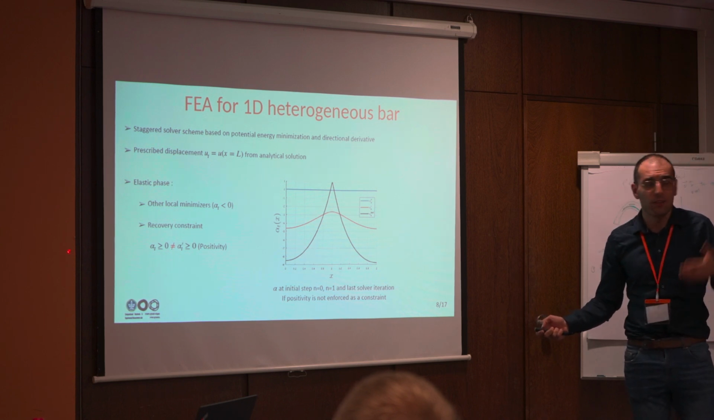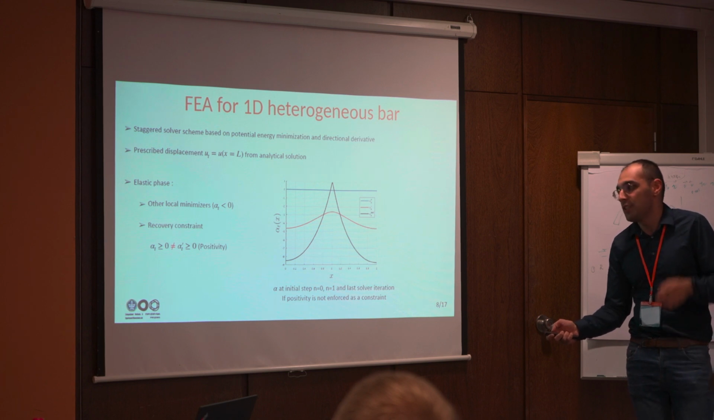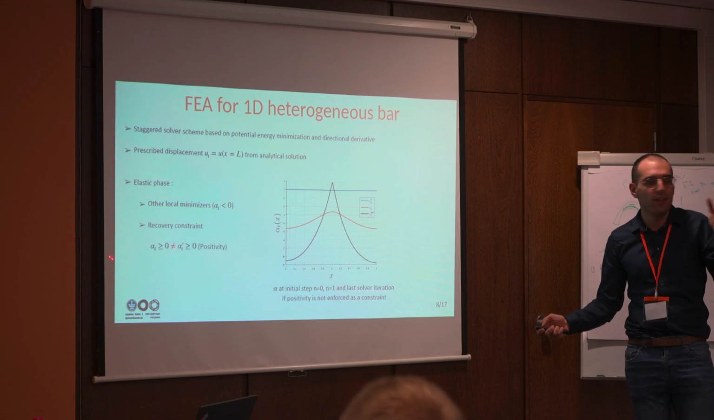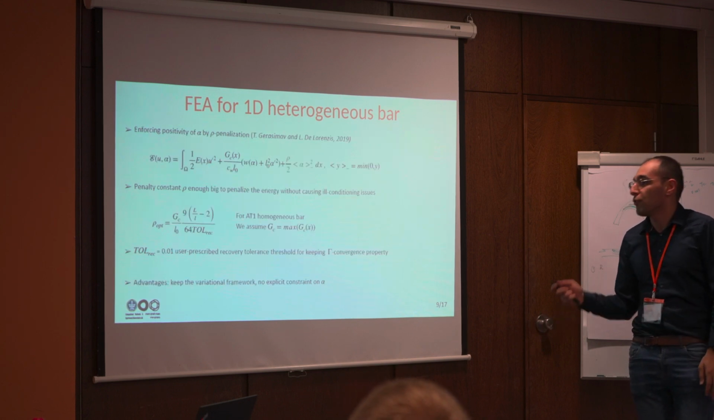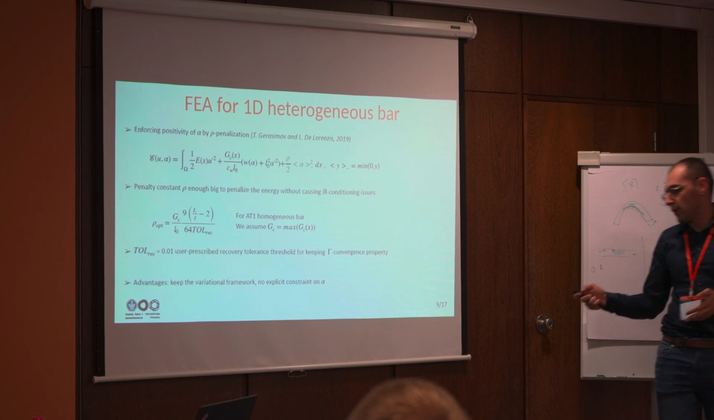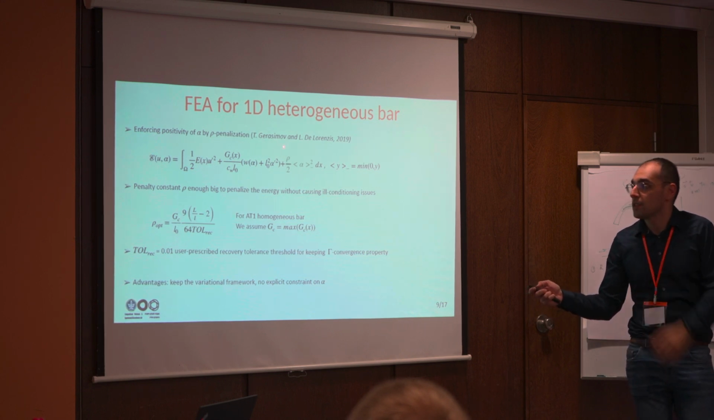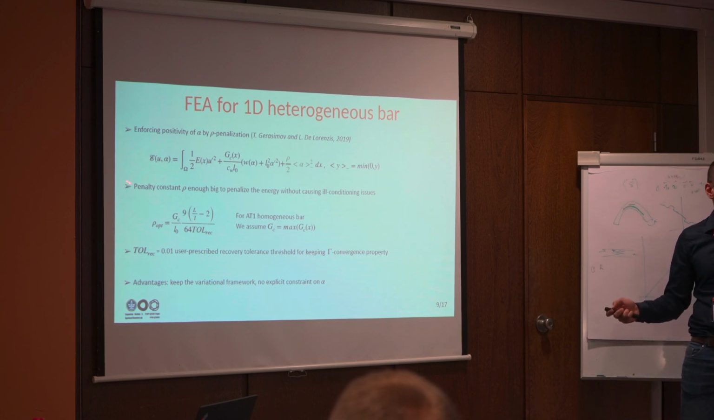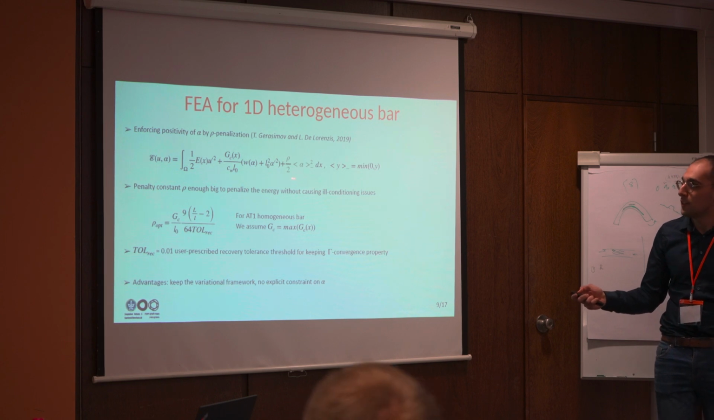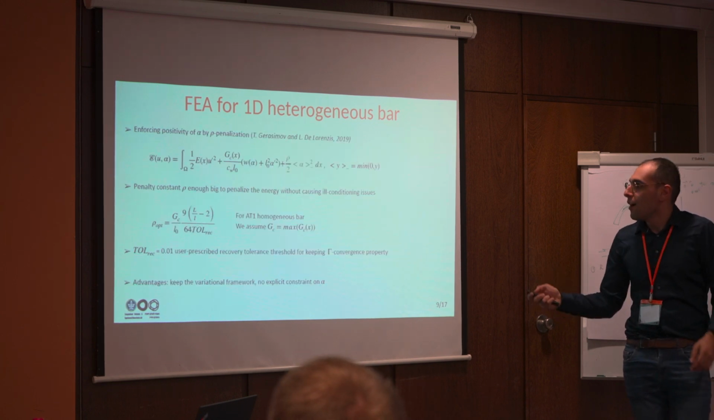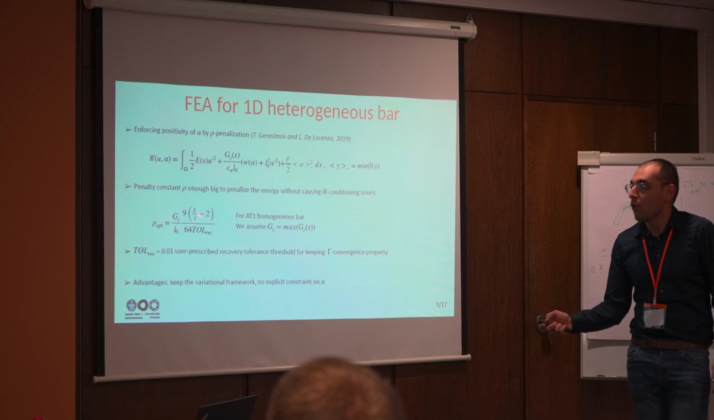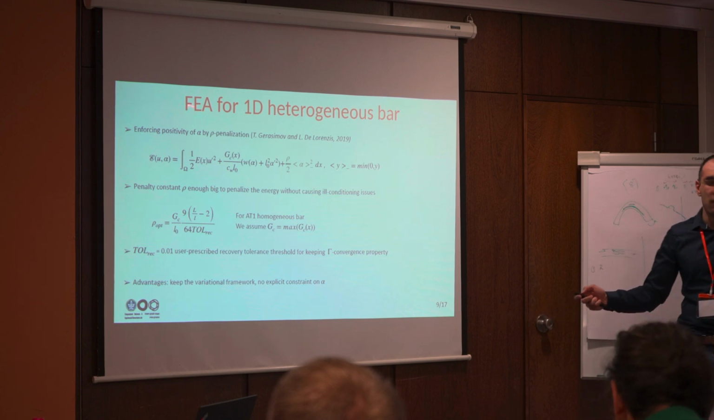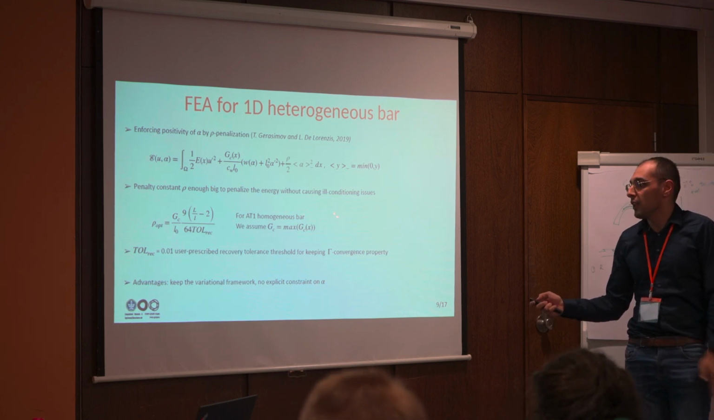It means that alpha needs to be higher or equal than 0, which is different from the irreversibility constraint that says that the derivative of alpha is higher or equal than 0. To enforce this positivity constraint, we use the penalization technique that has been proposed in this paper of Gerasimov and Lorenzis. It consists of adding in the variational formulation of the potential energy a penalty term, in green, that depends on the penalty constant ρ, that has to be big enough to penalize the energy if the positivity is not respected, but without causing ill conditioning issues.